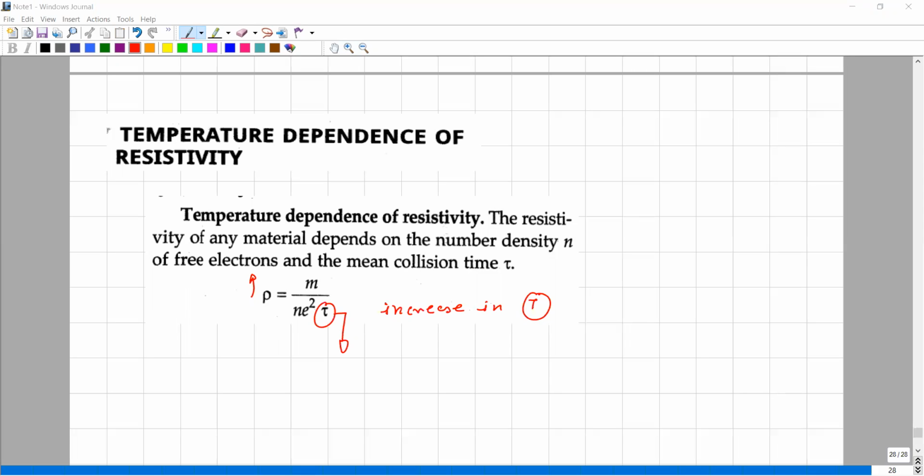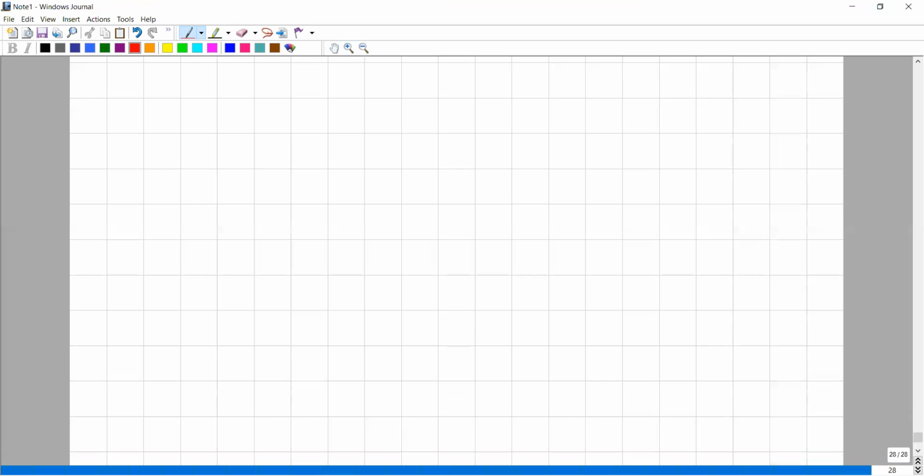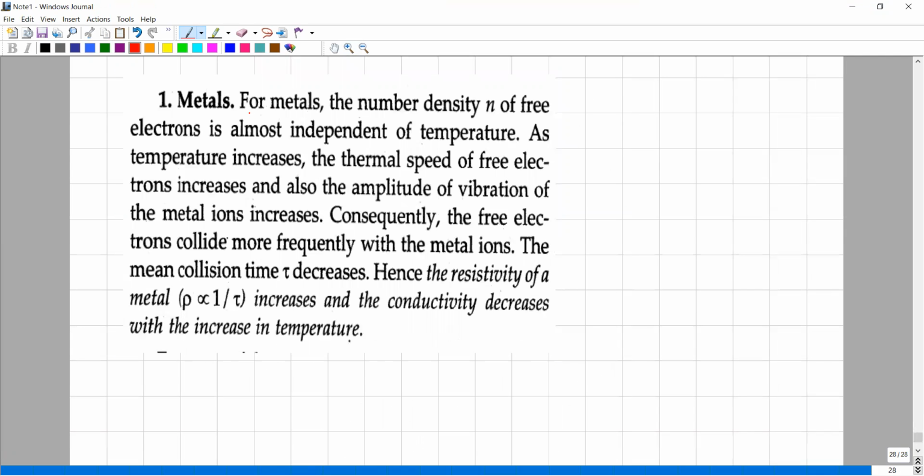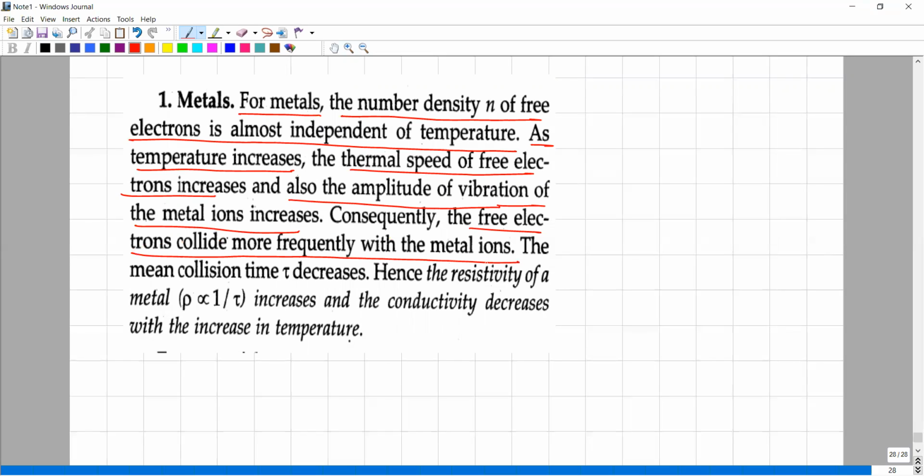If you want to understand in detail, you can read this through. For metals, the number density n of free electrons is almost independent of temperature. As the temperature increases, the thermal speed of the free electrons also increases, and also the amplitude of vibration of the metal ions increases. The free electrons will collide more frequently with metal ions. So tau decreases. We have understood this in detail.